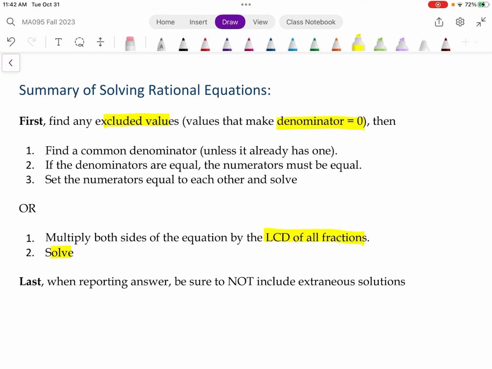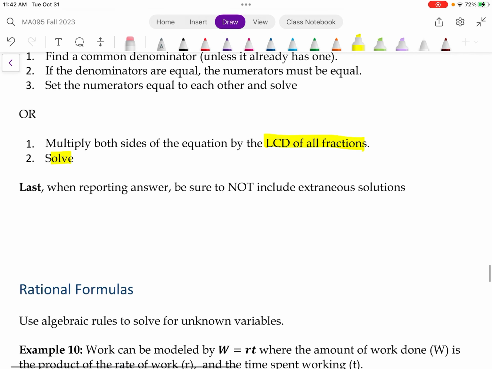Okay, so first check and see if the denominator is the same. And if it's the same, you don't have to go through finding the LCD. All right, last, when reporting an answer, be sure not to include extraneous solutions. Okay, so that's your summary. All right, you can pause the video and write all that down if you would like it in your notes.